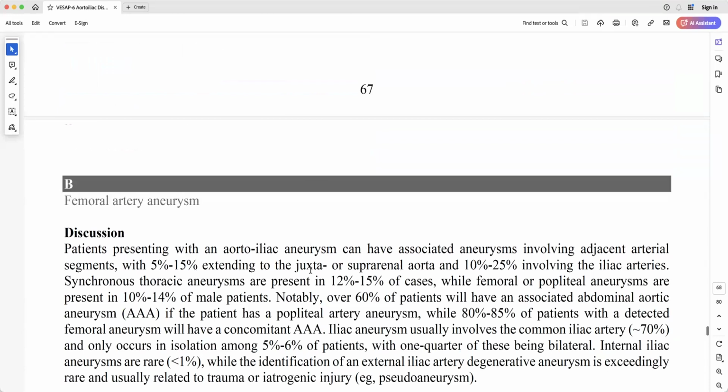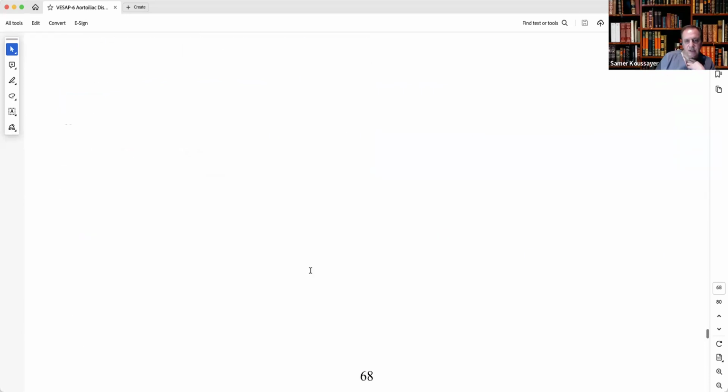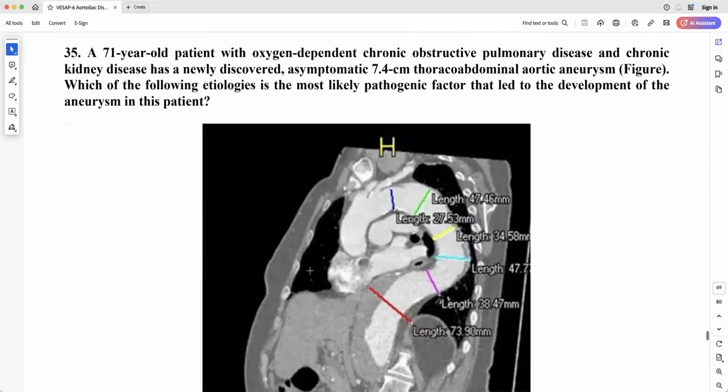All right, let's go to Abdullah. You want to answer this next one, Abdullah? Inshallah, Doctor. A 71-year-old patient with oxygen-dependent chronic obstructive pulmonary disease and chronic kidney disease has a newly discovered asymptomatic 7.4 thoracoabdominal aortic aneurysm. Which of the following etiologies is the most likely pathological factor that led to the development of the aneurysm in this patient?